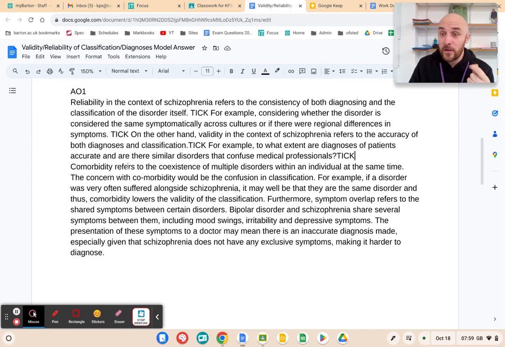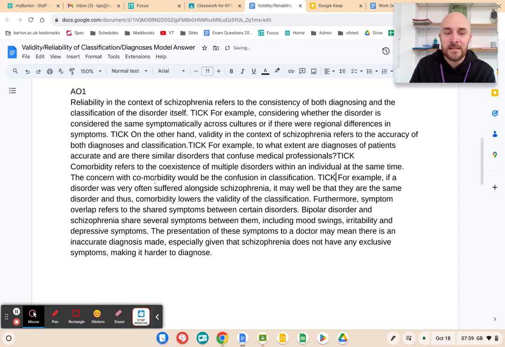Comorbidity, so again, go deeper. Comorbidity refers to the coexistence of multiple disorders within an individual at the same time. The concern with comorbidity would be confusion in classification. And again, I've given myself a tick there. I didn't give myself a tick just for the definition because I think I need a little bit more. But the concern with comorbidity would be the confusion in classification. For example, if a disorder was very often suffered alongside schizophrenia, it may well be that they're the same issue, the same disorder, and thus comorbidity lowers the validity.